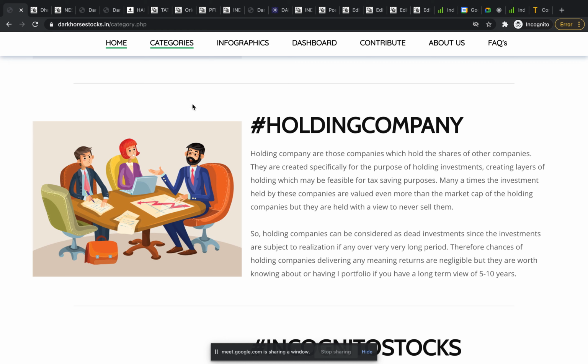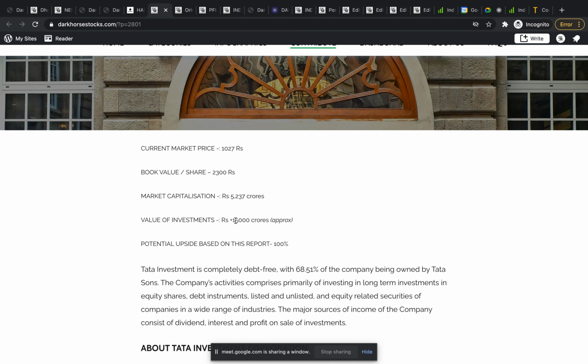One of our recent ideas in the holding company category was Tata Investment Corporation. Tata Investment Corporation has holdings worth 15,000 crores, while its current market capitalization is just 5,000 crore rupees. That gives an immense valuation gap between the company's holdings and its market capitalization. We have clearly mentioned in the report that we expect a potential upside of 100% in this company. But that 100% is not going to come, because Tata Investment Corporation is not going to sell all its shares today and return the money to its shareholders. They are going to hold it forever.